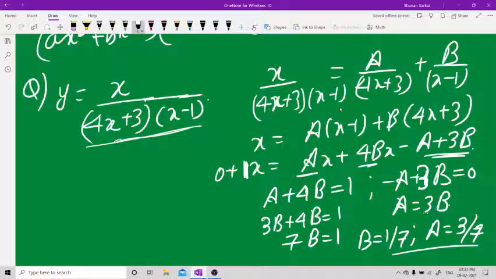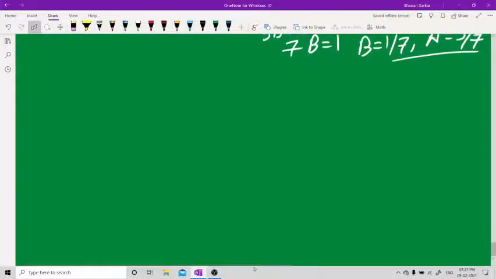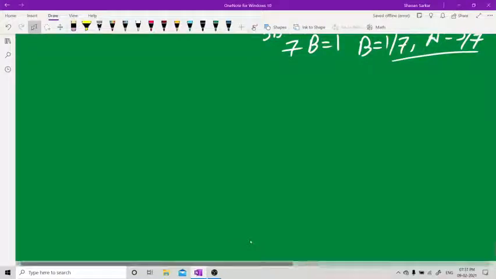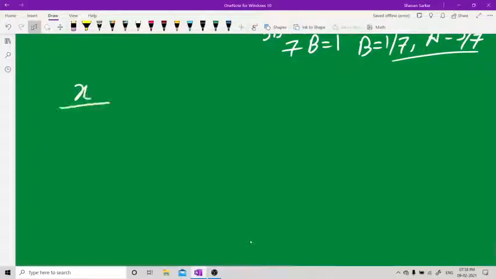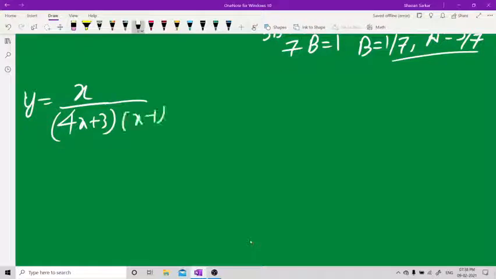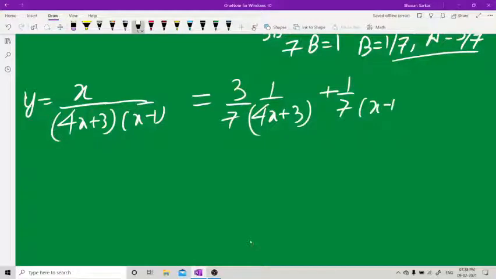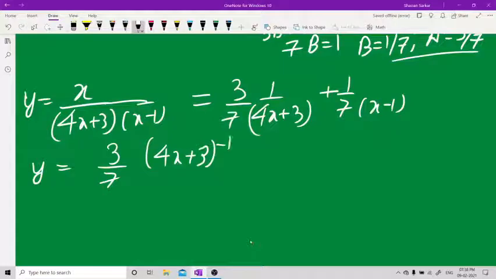This is the point. Now you write this, break it into this way. Now let's do it below. Now here, this is y equal to x upon (4x plus 3)(x minus 1). So this comes out to be a is 3 by 7, 3 by 7 into 1 upon 4x plus 3 plus 1 upon 7 into x minus 1. Write this equation as 3 by 7 (4x plus 3) to the power of minus 1 plus 1 by 7 (x minus 1) to the power of minus 1.